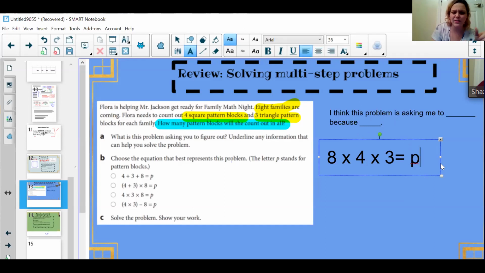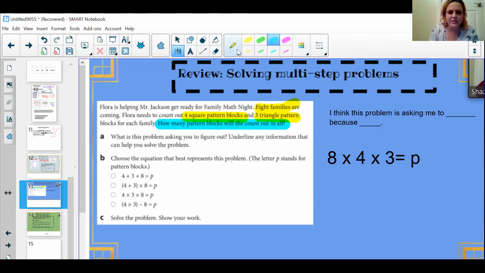And then another thumbs up if you can eliminate some of them. Because I'm looking right now at option A, it says 4 plus 3 plus 8. That doesn't look like it's right? We're not adding. So I'm going to grab my other marker and let's eliminate that one. That one does not look right.